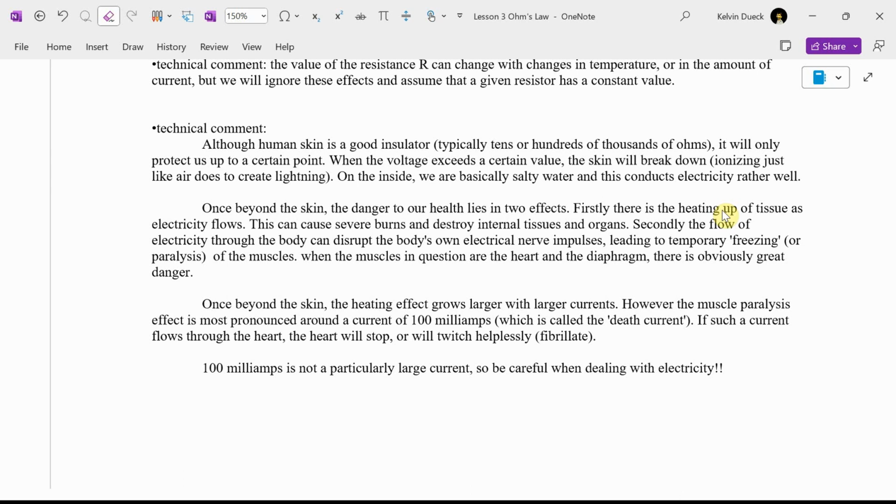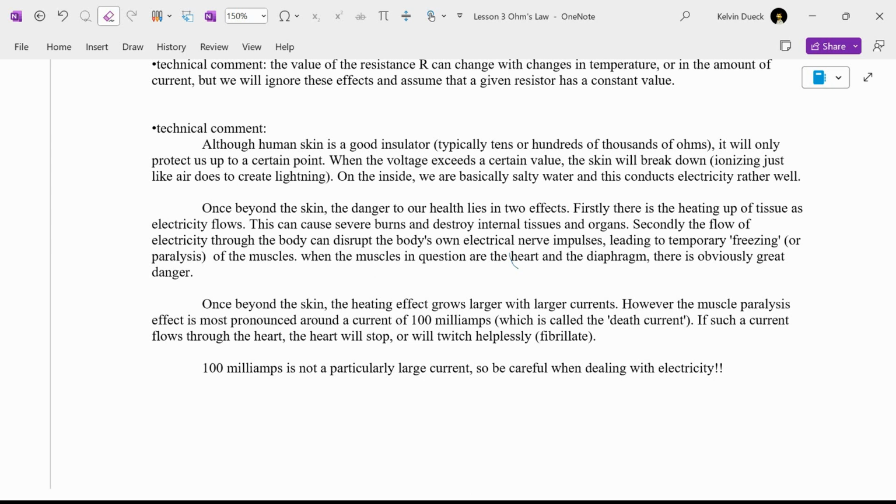But also, the current can affect or interrupt your body's electrical nerve impulses. It can lead to muscle contractions or paralysis. When those muscles are your heart, your lungs, and your diaphragm, not good. To get an electric burn, you need a pretty big current to burn your skin.